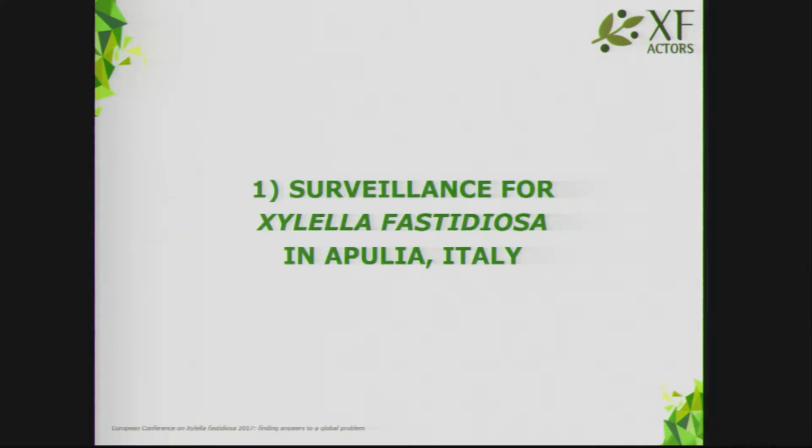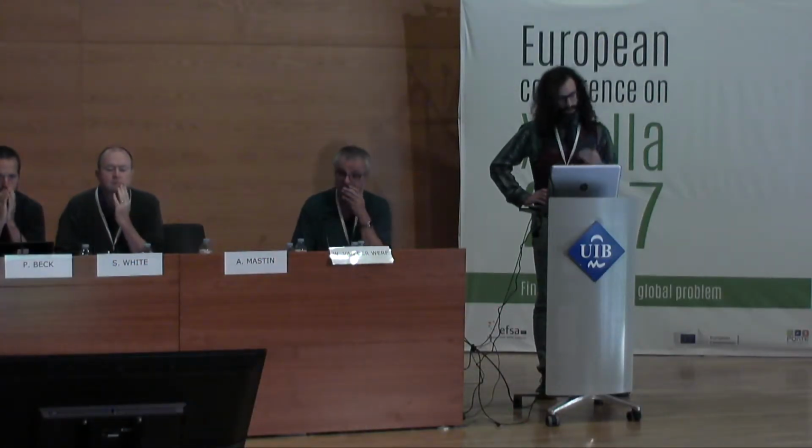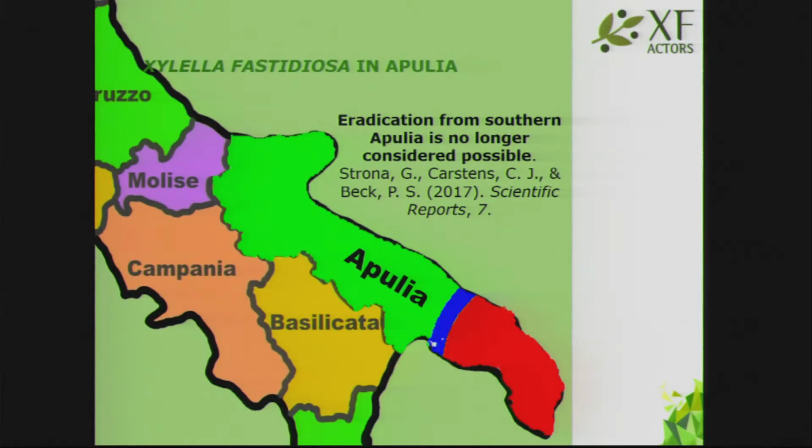So let's start by looking at Xylella surveillance in Apulia, which I'm sure most of you are familiar with. But here's Apulia, with this red zone here showing the current extent of Xylella spread. Eradication from Apulia is no longer considered possible, so the focus now is on preventing further spread out of this red infected zone. And one important component of this is the use of surveillance activities in order to detect any new incursions beyond that infected zone. Planning out this surveillance is key to its success, and this is the main focus of mine and Stephen's work within the XF Actors project.